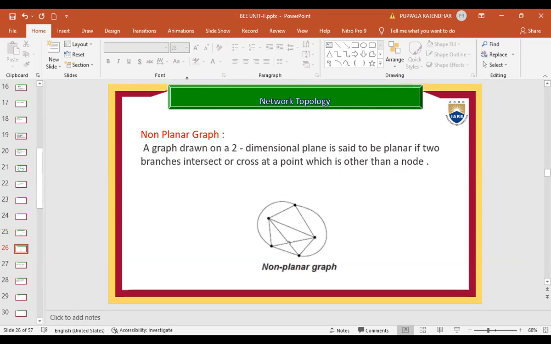Is this a planar graph or non-planar graph? Non-planar, sir. See, crisscrossing each other here. Overlapping is there. Okay, so intersecting or crisscrossing at one point, so we are calling it a non-planar graph.